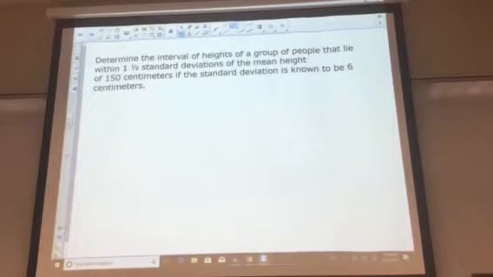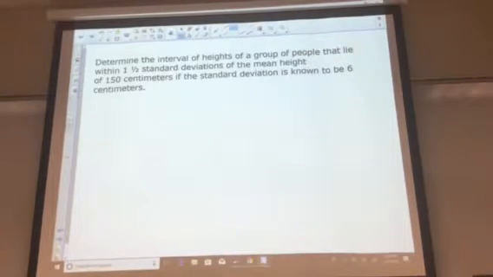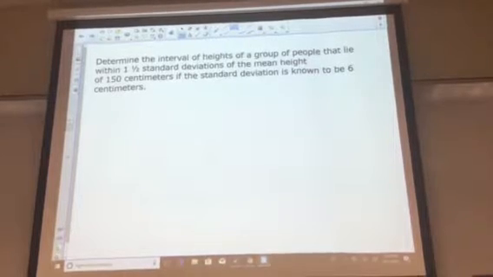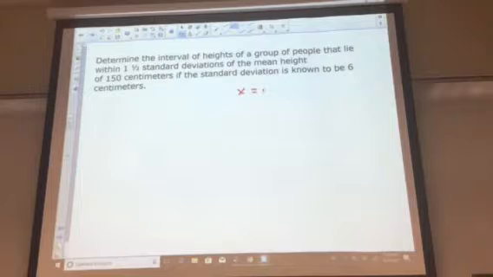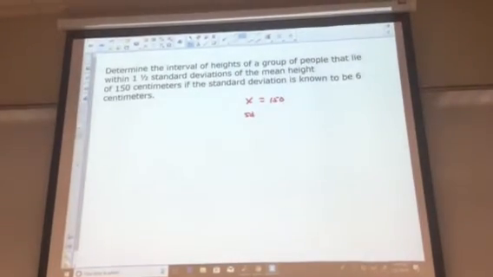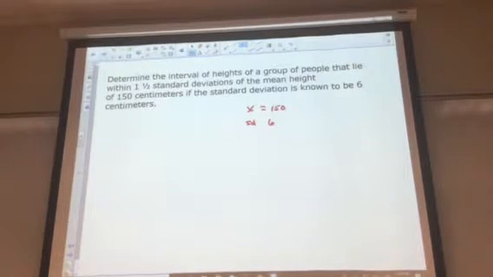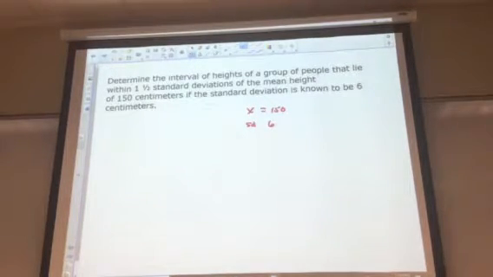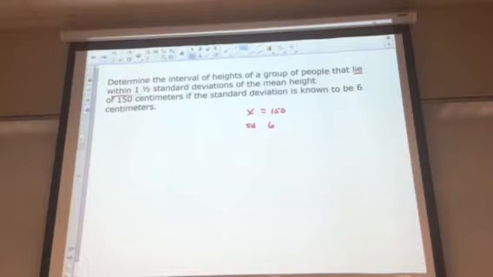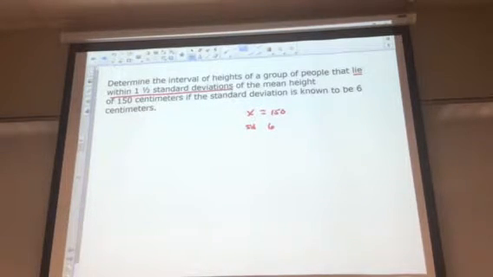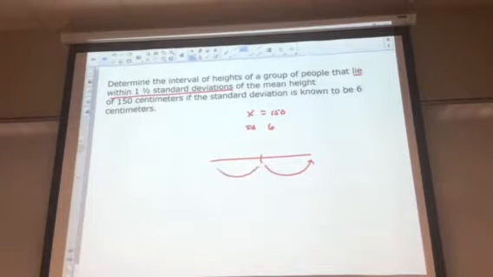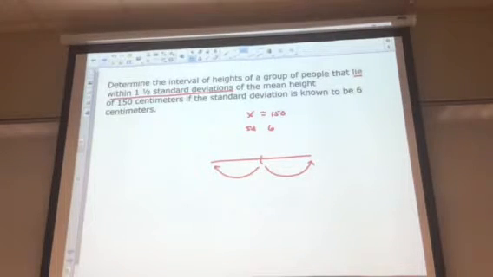Similar type of problem? I'm not drawing pictures now. Where do I know the center of my distribution is? What do I know the standard deviation is? 6. Where do I need to be? Within 1.5 standard deviations. So I need to know not only this value, but I also need to know that value, don't I? So this is a 2 for the price of 1.